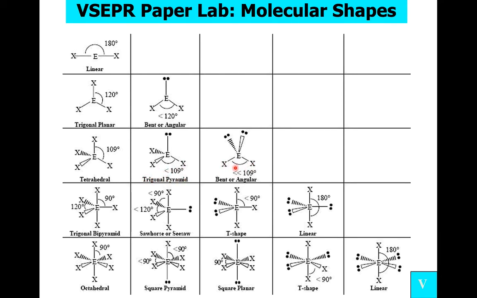And then now we could have something like water, where the E is O. We have an oxygen here, hydrogen, hydrogen, lone pair, lone pair. The electronic geometry, again, is tetrahedral. It is for everything in this row. But the molecular geometry, where we look only at the placement of the atoms, oxygen in the middle, hydrogen, hydrogen, is bent, or it also can be called angular.